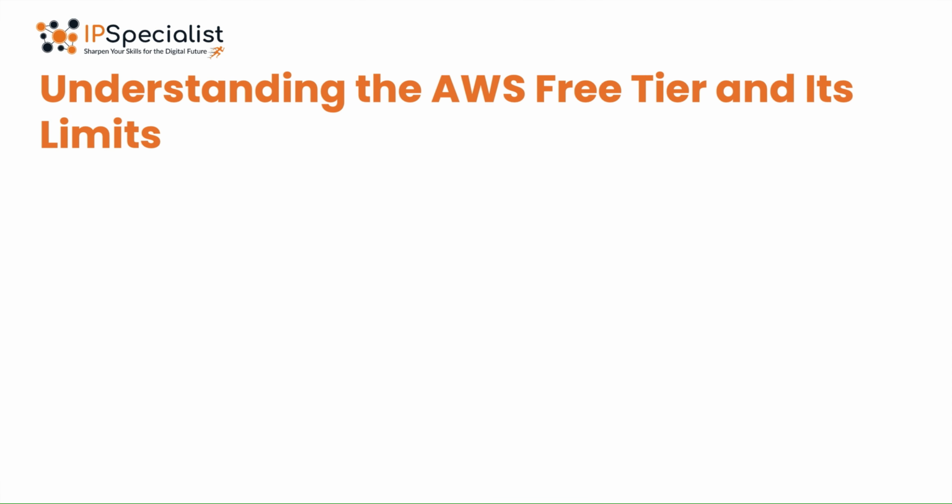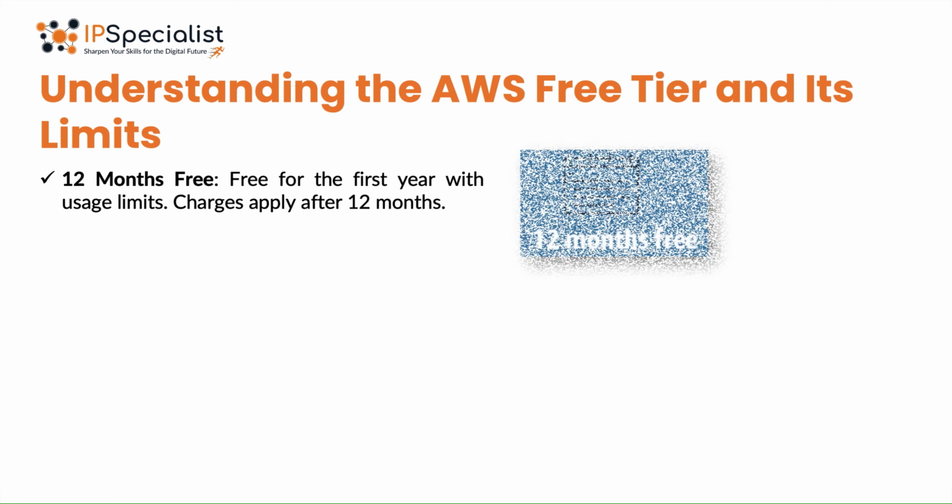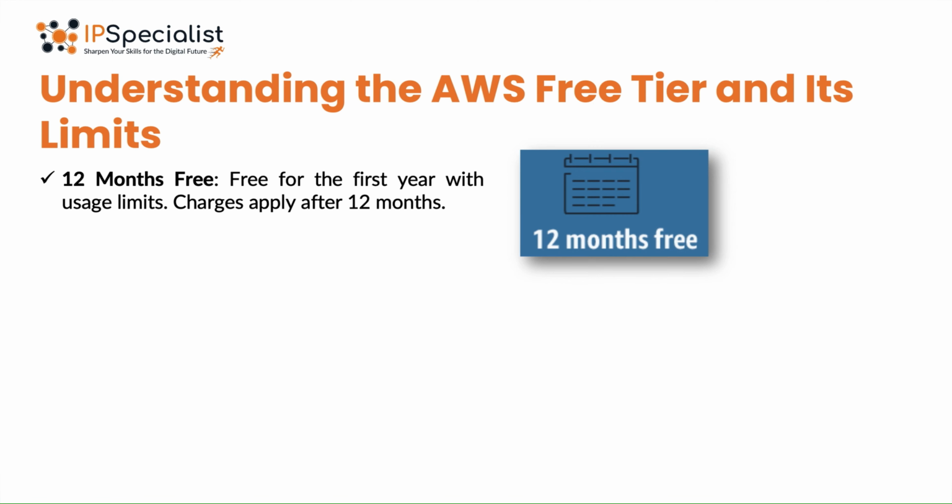Alright, now let's understand the AWS Free Tier and its limits. When you first sign up for AWS, you get access to the AWS Free Tier. Now, the AWS Free Tier allows you to try out different AWS services for free, but only up to certain limits. There are 3 types of free tier offerings. The first is 12 months free. Some services are free for the first year after you create your AWS account. You can use them up to a specific limit during this time, and after 12 months, regular charges apply.